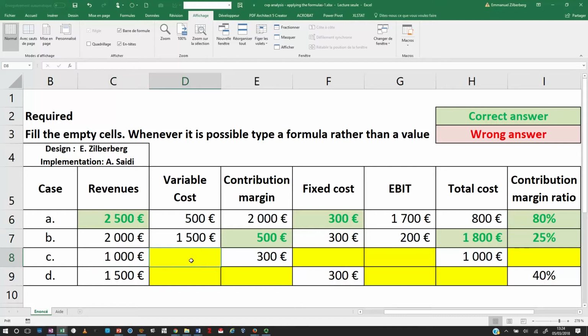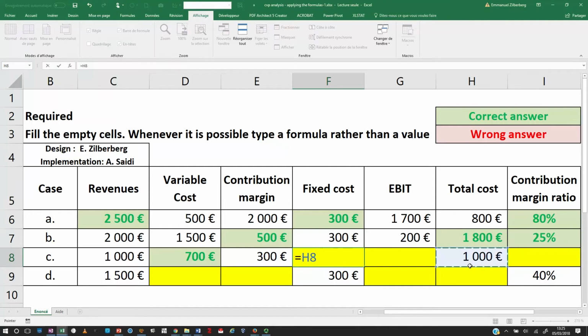The contribution margin ratio, that's still the contribution margin over the revenues, and here it's 25%. Then, third row, we have the revenues 1,000, we have the contribution margin 300. So if I subtract 1,000 minus 300, I get 700 euros of variable cost.